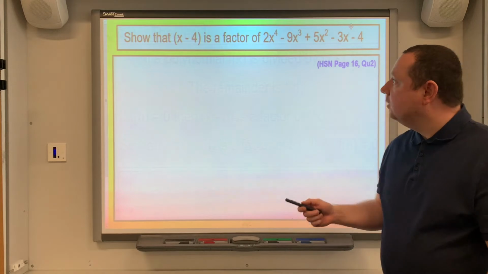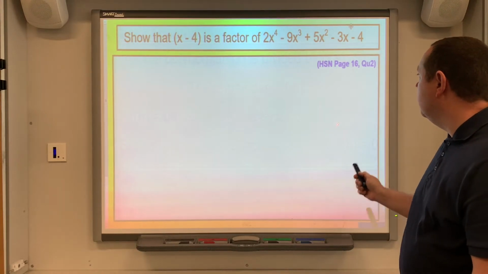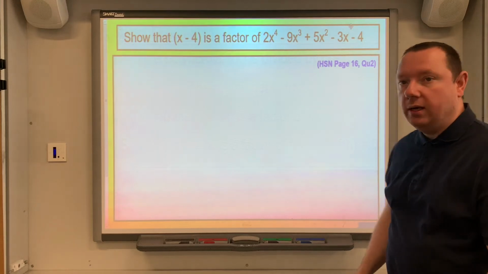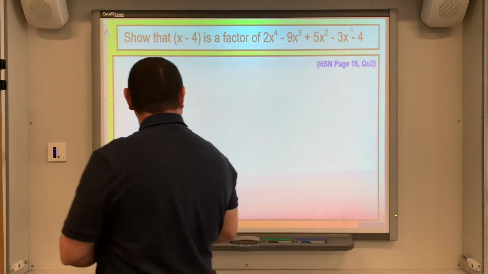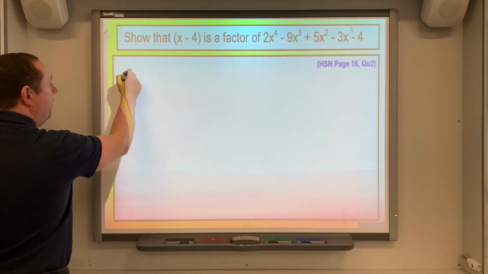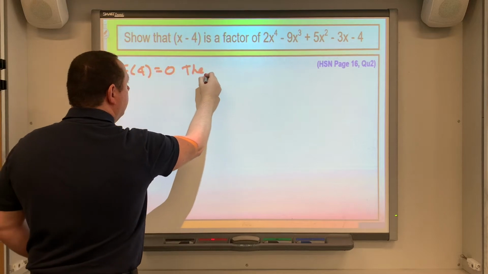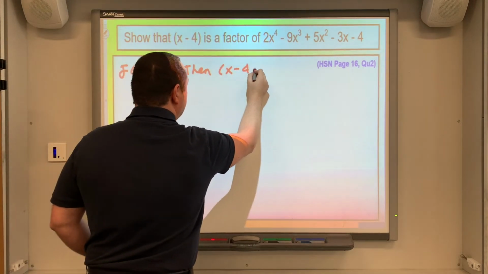Example 1. Show that x minus 4 is a factor of this. This comes from HSM page 16, question 2. We want to show it's a factor, then if f of 4 equals 0, then x minus 4 is a factor.